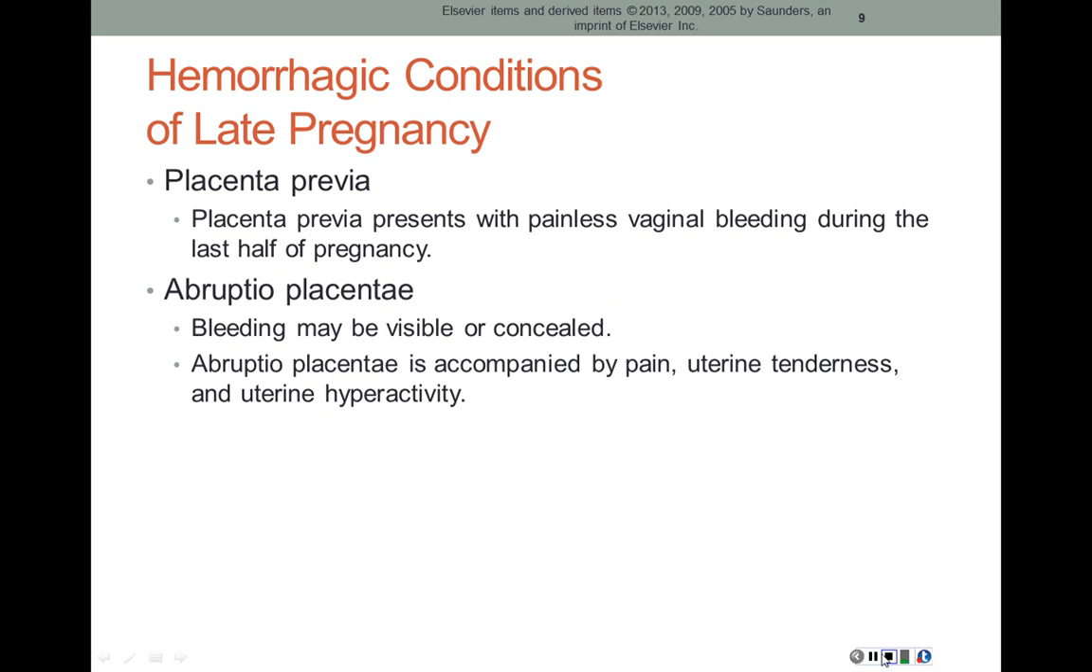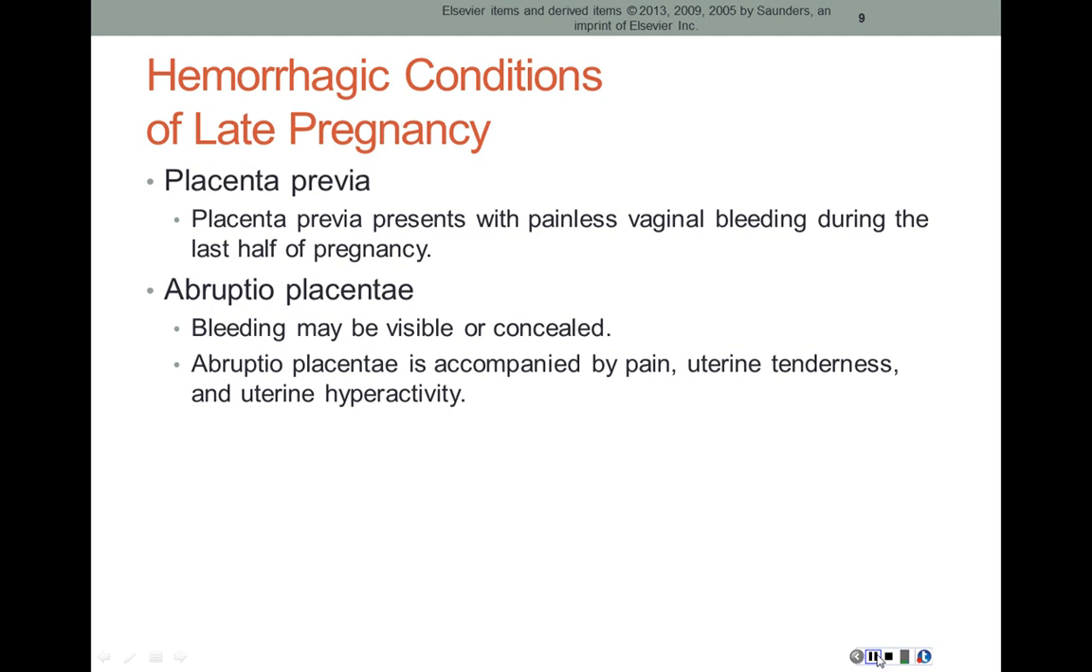So the next thing that we're going to talk about is the placental abruptio or abruptio placentae. You can have bleeding that is visible or concealed, so they may have visible spotting that's actually coming out of the body, or you may see other symptoms because the bleeding is occurring inside of the abdomen, inside of the uterus, and so you may have pain or tenderness that you can't explain because they're not really having any other bleeding.